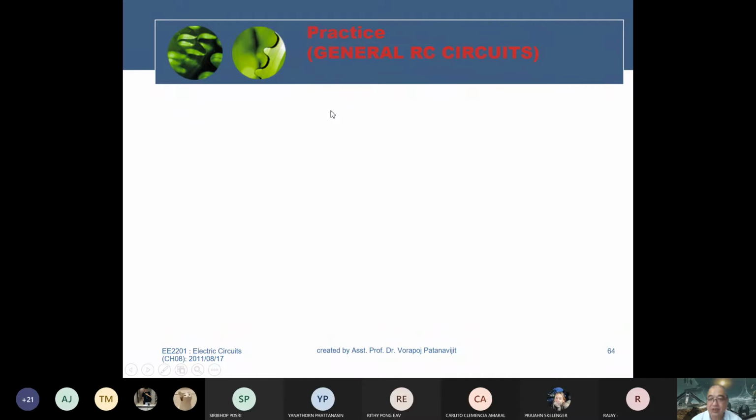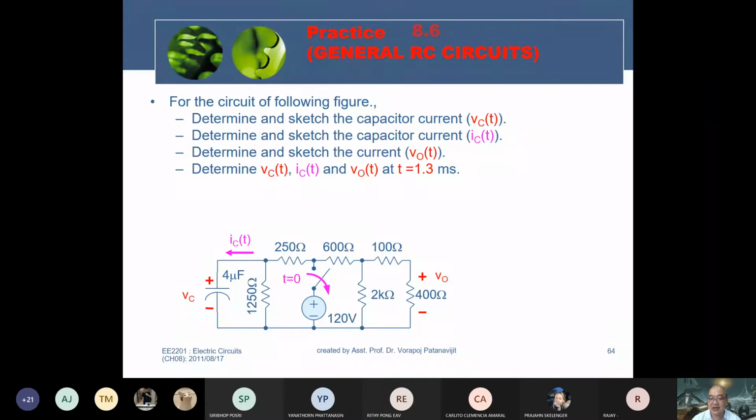Now, in order to give you more understanding, I will provide more exercises. For the circuit of the following figure, determine and sketch the capacitor current. Capacitor voltage, sorry.